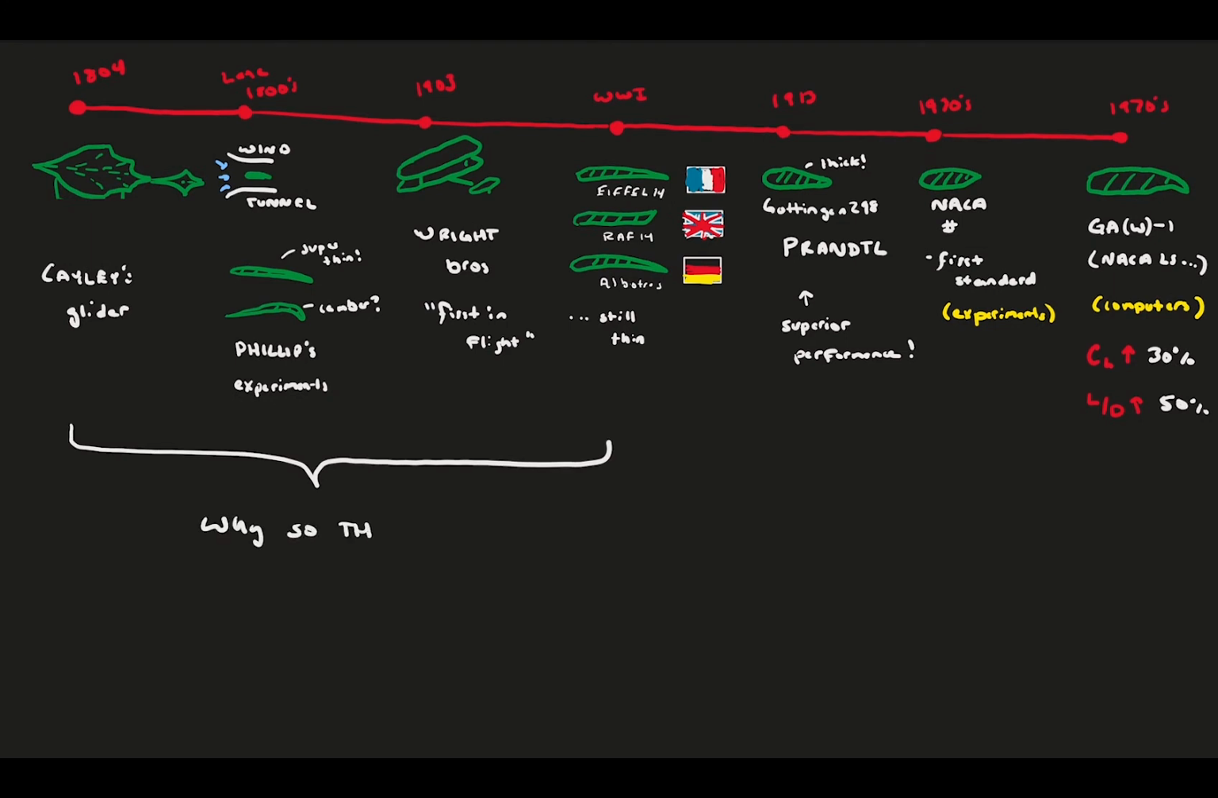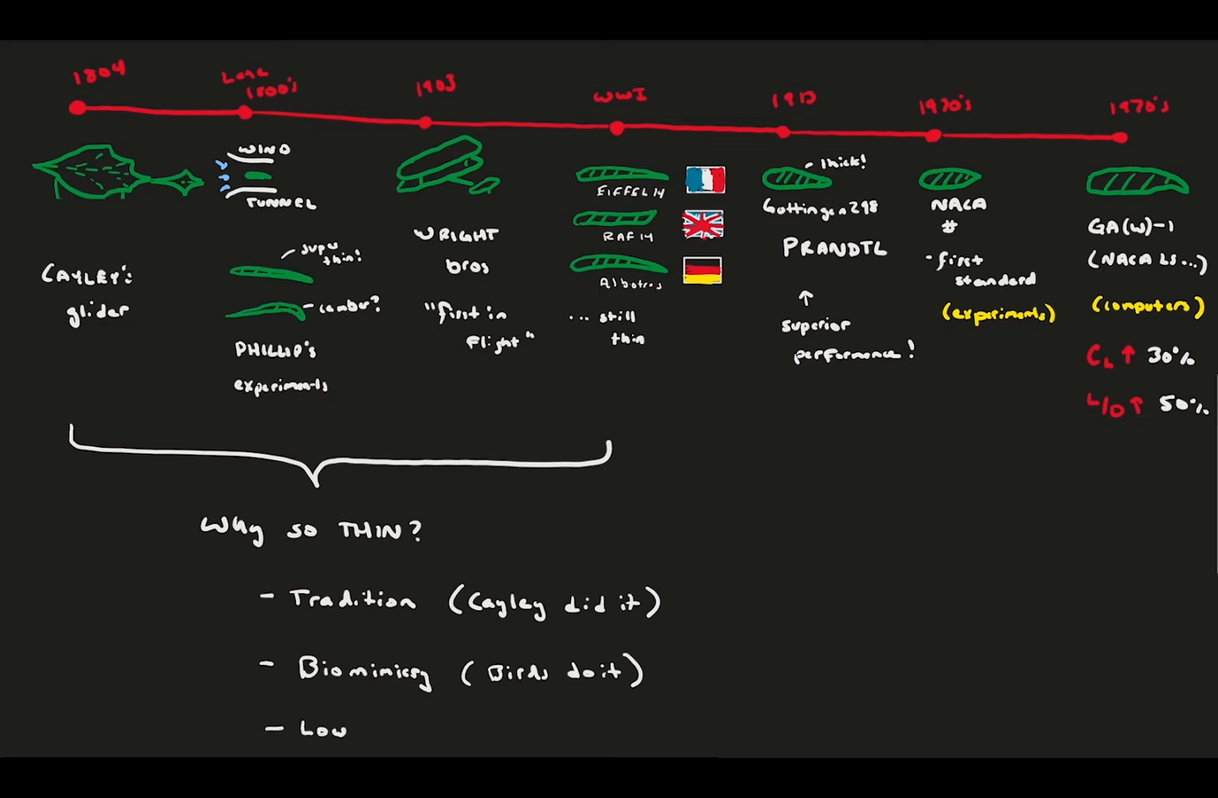So, what exactly went so wrong in our thought process that led us down the path of thin foils for decades? There were a couple of reasons. First, being tradition. Cayley did it, and eventually people iterated on what Cayley did. Also, biomimicry took a lead role in this. These types of foils are common for birds, so we thought it must be best for flying. And what I think is most important is that bird flight and early experiments were limited to small models and low speeds, meaning low Reynolds number.